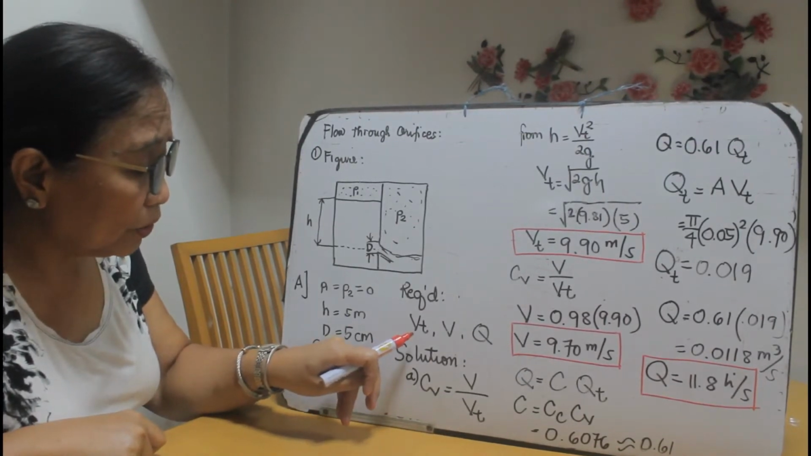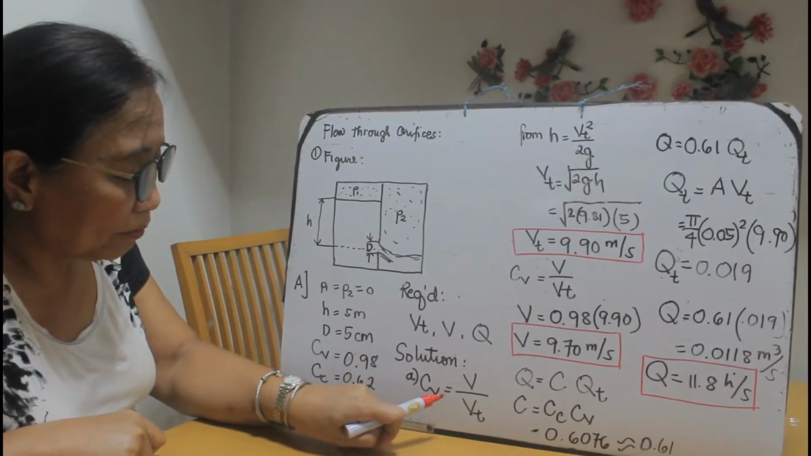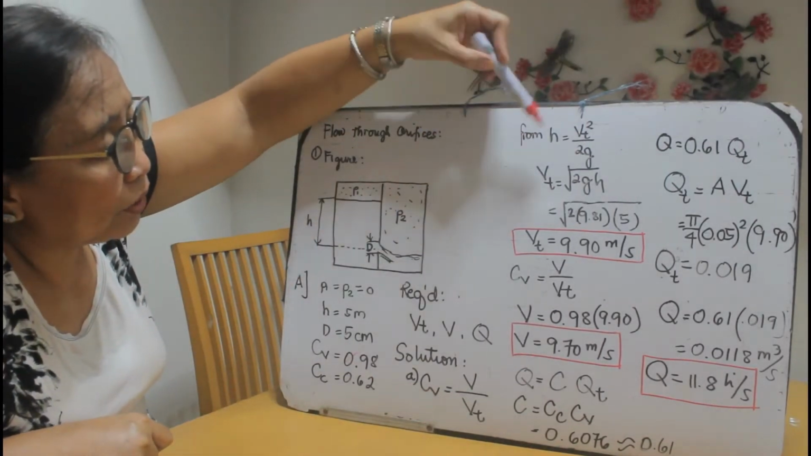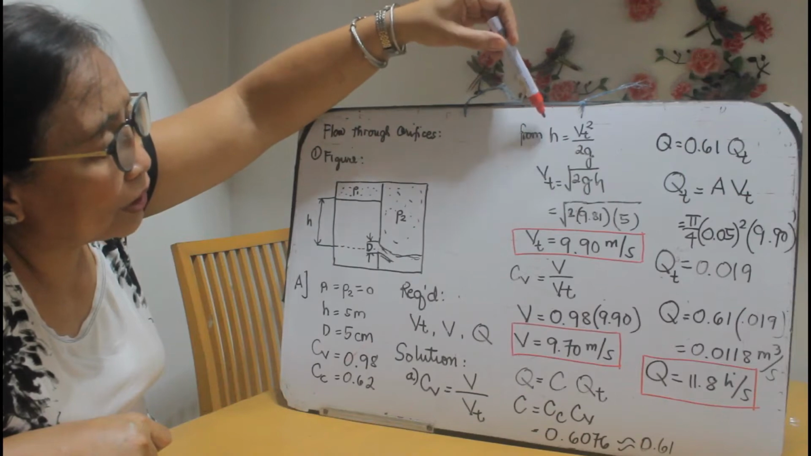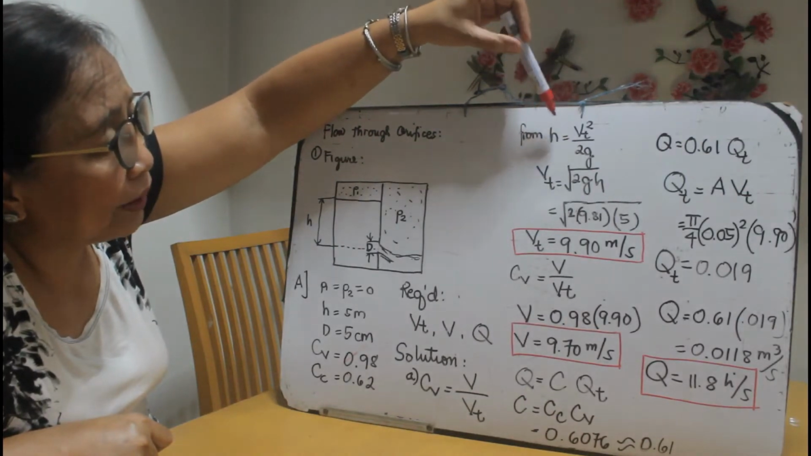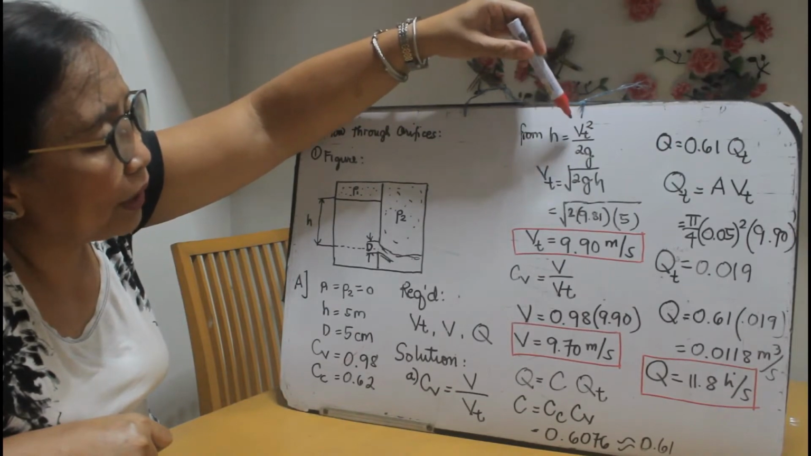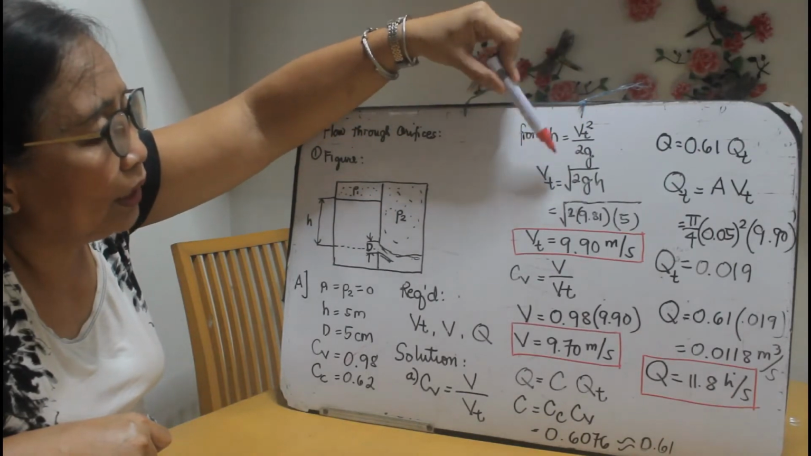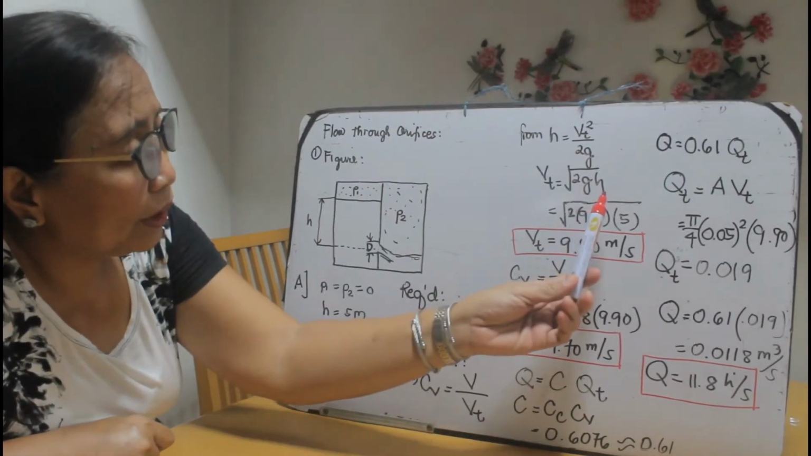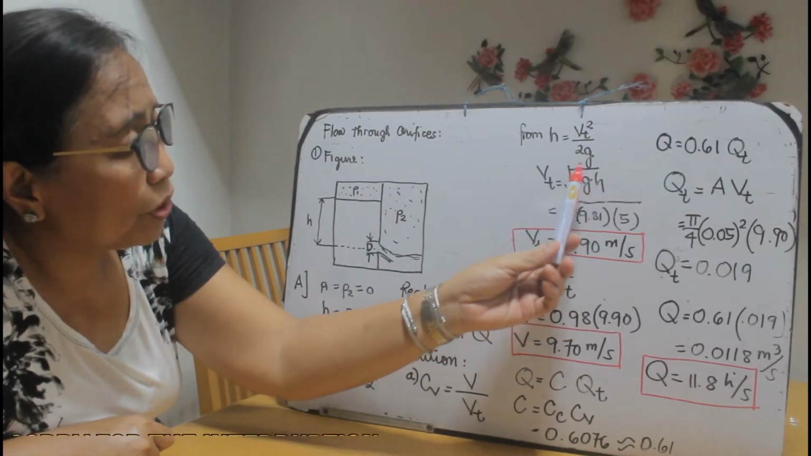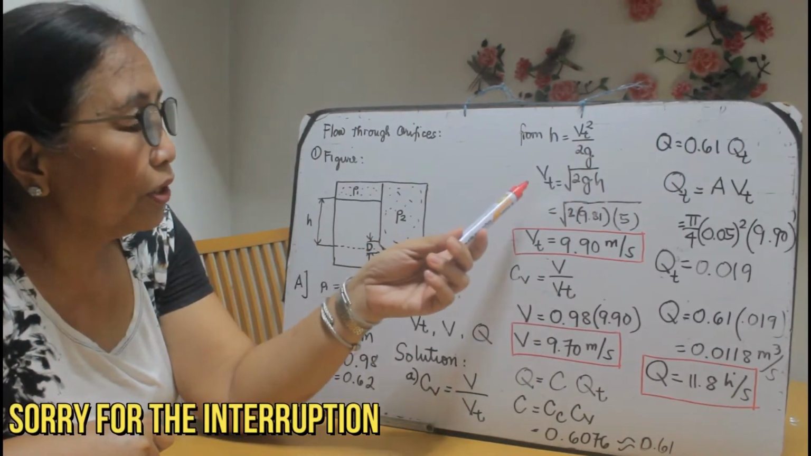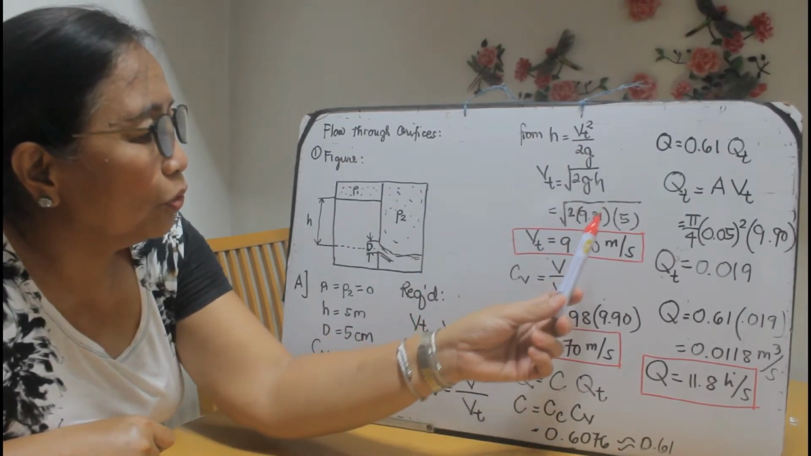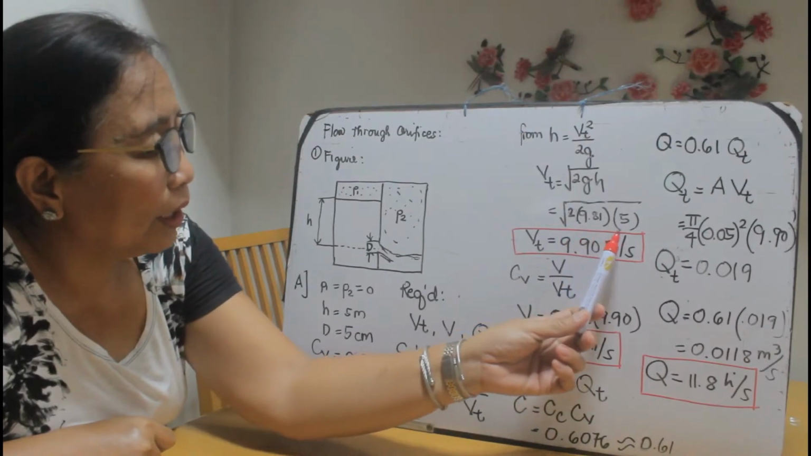To solve for the theoretical velocity, from C sub V, the ratio of the actual and the theoretical velocity, we can find the theoretical velocity as the square root of 2gh, because from our discussion of energy or head, the total head produced by velocity is v squared over 2g. So we solve for V sub t, the square root of 2gh. Remember, when the head is given and you use this formula, the velocity is theoretical. So we just substitute: square root of 2 times 9.81 times 5.